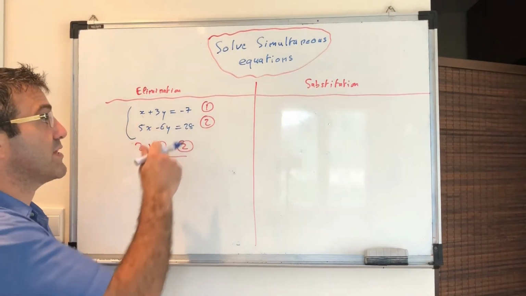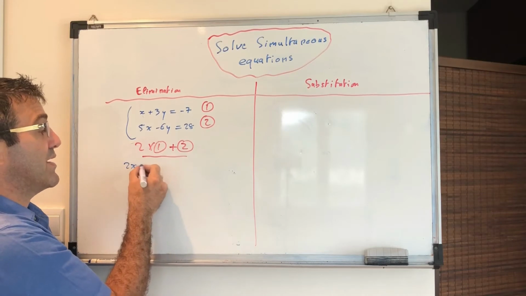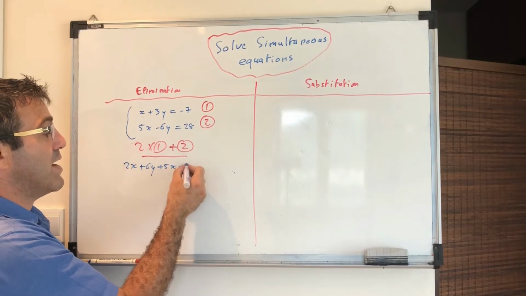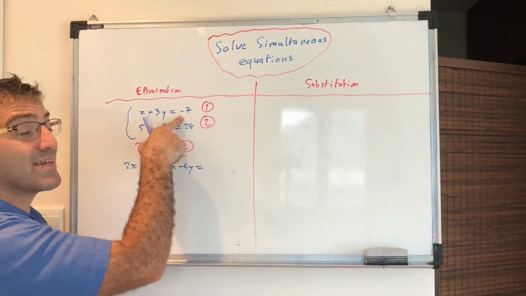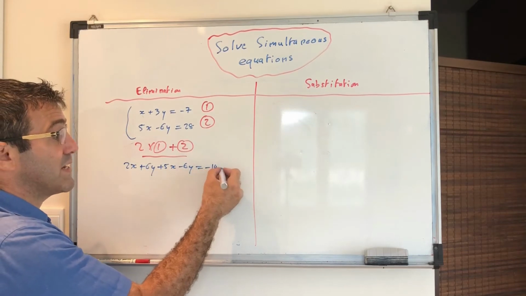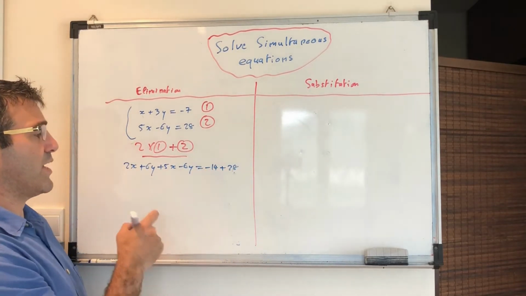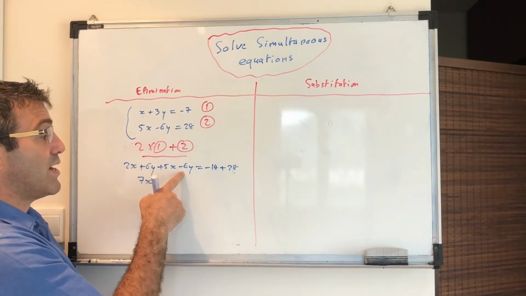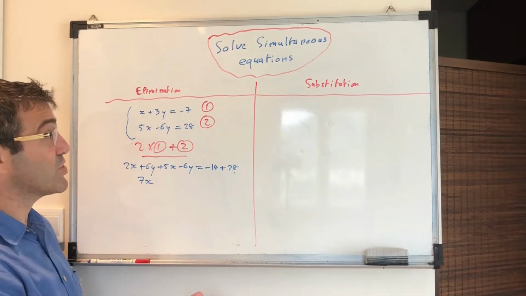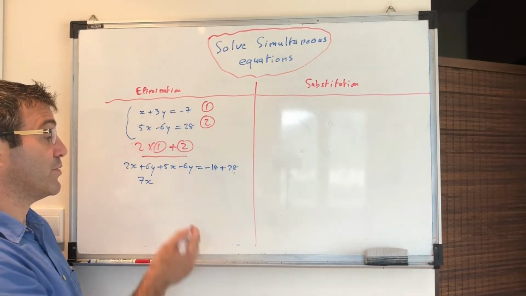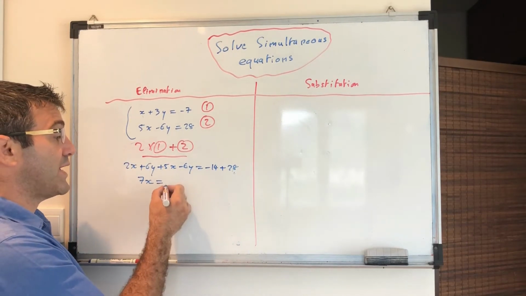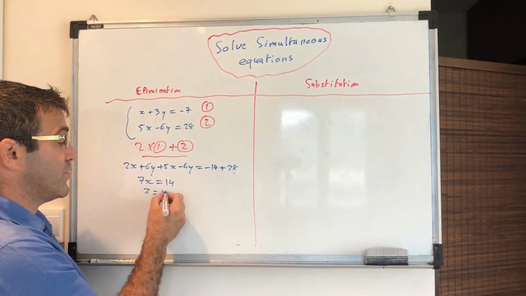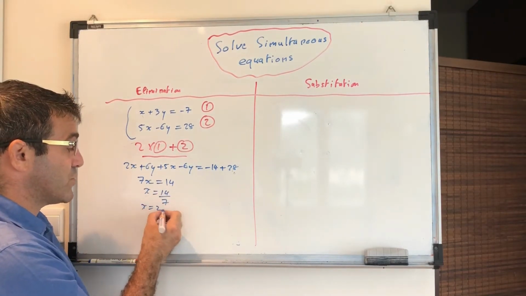Now in doing that, this is what happens. So 2 times the first line gives me 2x plus 6y, and then I add it to line 2, so plus 5x minus 6y equals, and then I have to double the negative 7, so minus 14 plus 28. Okay, well that's not too bad. 2x's and 5x's, that's 7x's, and then 6y's minus 6y's, 0y's, which is the whole point. I've eliminated the y variable. And that's equal to negative 14 plus 28, which is positive 14. Super! I can divide by 7, so x equals 14 divided by 7, x is equal to 2.